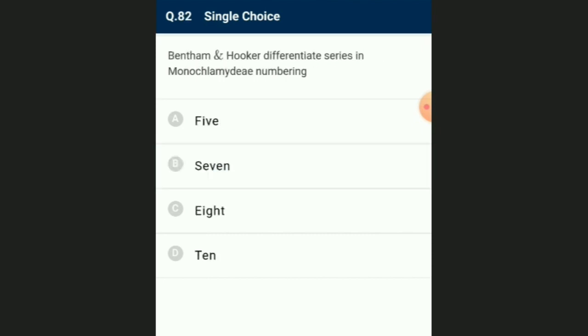Question number 82. Bentham and Hooker differentiate series in Monochlamydeae, numbering. Bentham and Hooker divided Monochlamydeae into 8 series in the book Genera Plantarum, namely Curvembryeae, Multiovulatae Aquaticae, Multiovulatae Terrestres, Microembryae, Daphnales, Achlamydosporeae, Unisexuales, and Ordines Anomali. So the answer is option C, 8.